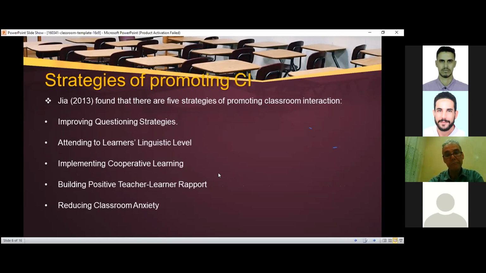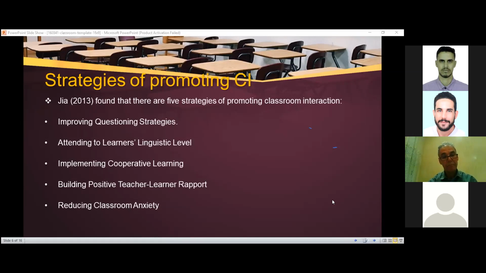Moving on, strategies of promoting classroom interaction. In a recent study done by Gia, she found that there are 5 strategies that can promote classroom interaction. They are as follows: improving questioning strategies. The attention of the teacher to the learners can activate the teacher-learner interaction. The teacher should ask questions that can be answered by the learners, then adapt his questions to the levels or abilities of the learners.